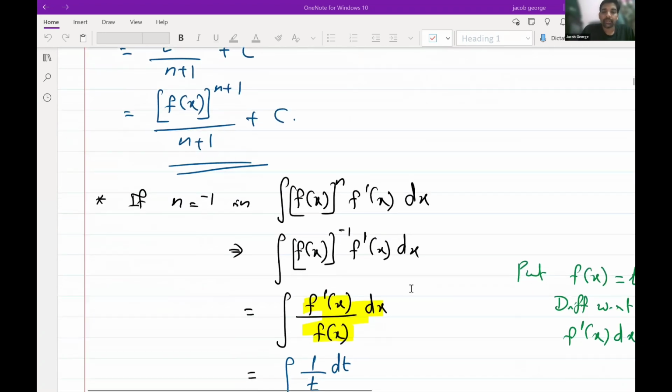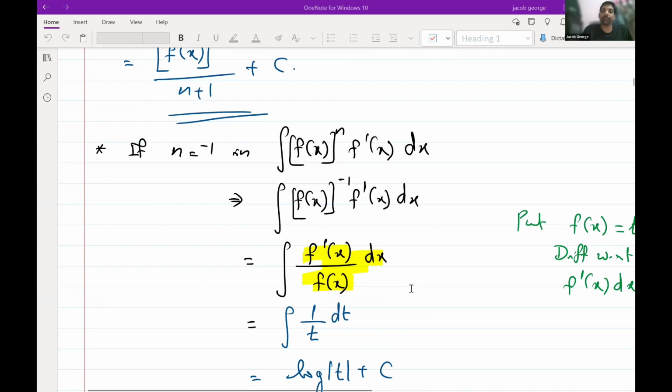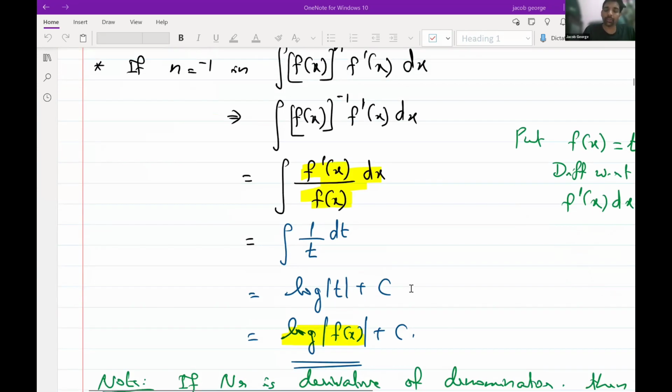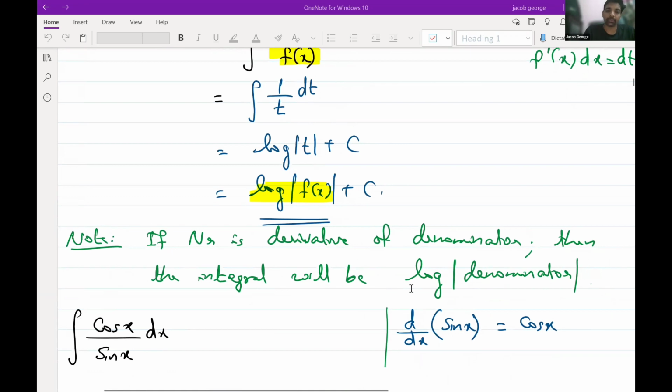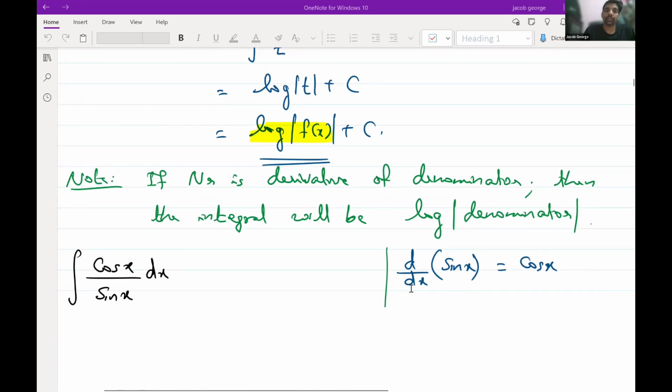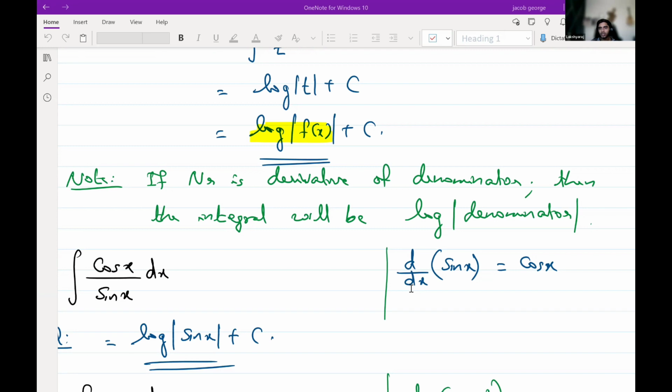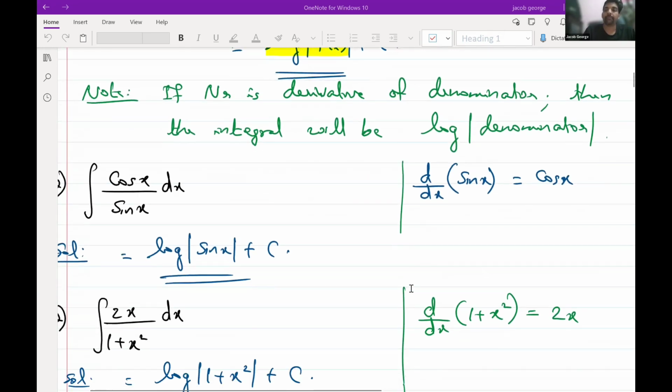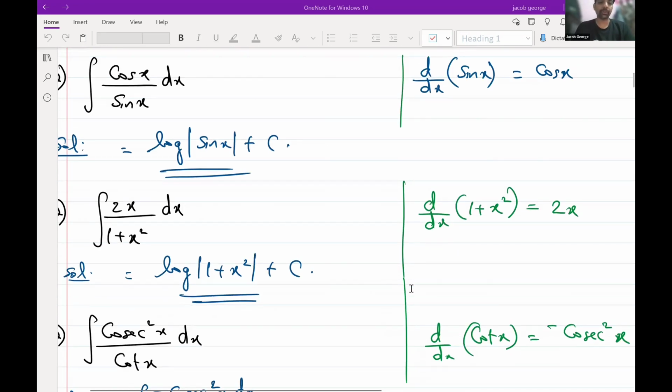And if there is a derivative over a function, the answer will be directly log mod denominator. So this rule we use frequently in sums. If the numerator is the derivative of the denominator, then the integral will be log mod denominator. So we can write that directly, no need to write the substitution in detail. For example, integral cos x by sin x. The derivative of sin x is cos x, so the numerator is the derivative of the denominator. The answer is log mod denominator. Clear? Yes, sir. Okay, so in the second exercise, this type of substitution is there.